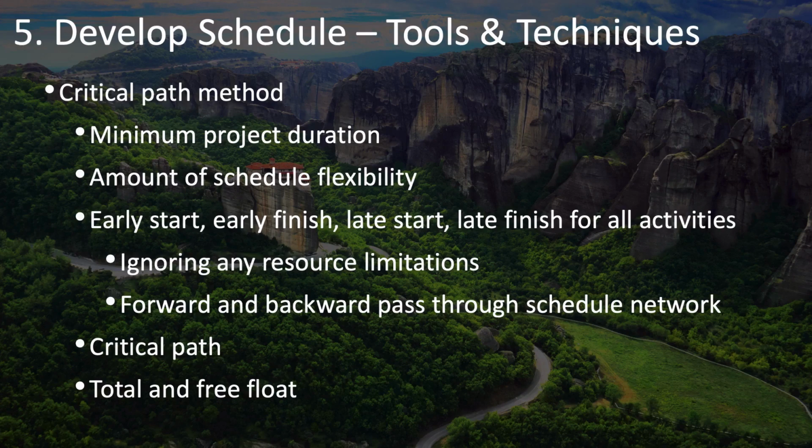Then you make a backward pass in which you review all of the activities in the reverse order, starting at the end of the project and moving your way back to the beginning. As you do this, you calculate the latest that each activity could start and finish. You can then determine the critical path through the project, as well as total and free float.